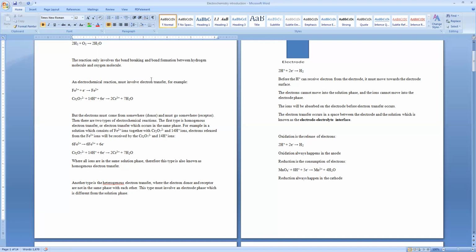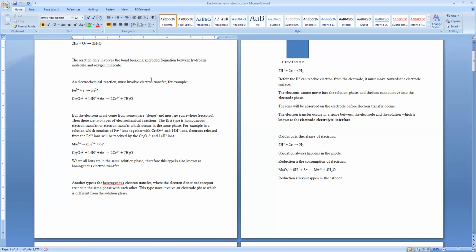What we are interested in is the electron transfer which occurs between the electrode and the solution, which is known as heterogeneous electron transfer. Heterogeneous electron transfer must occur between the electrode and the solution. The electron can be donated from the electrode. That electrode must be an electron conductor, so you must have the electron conductor with an ionic conductor coming into contact.